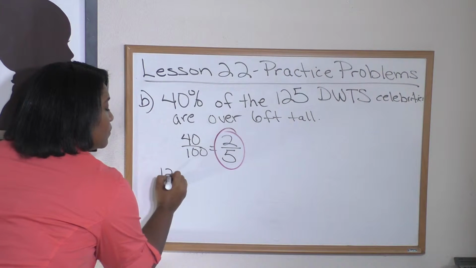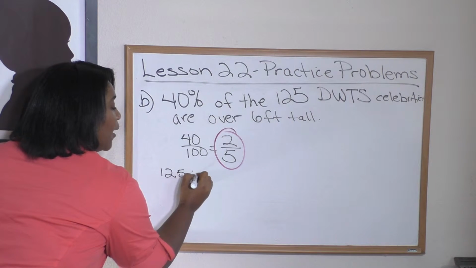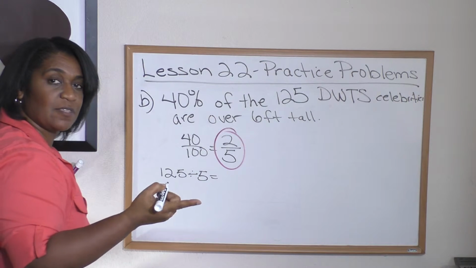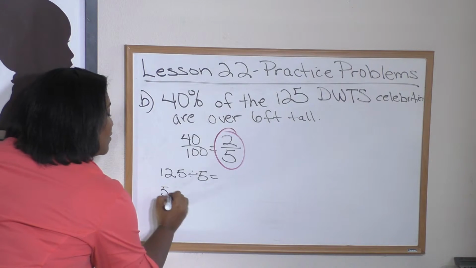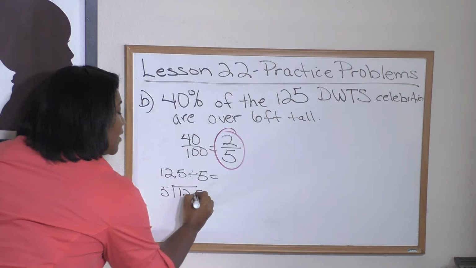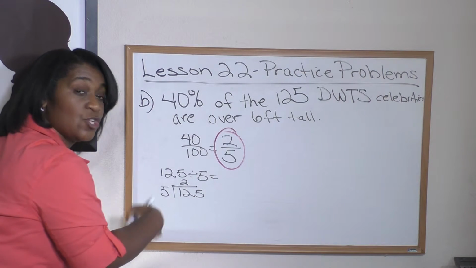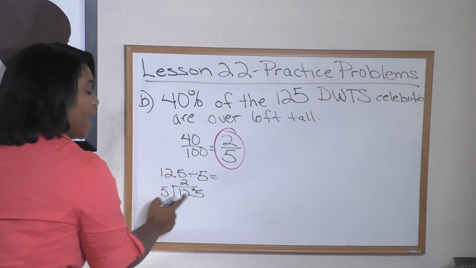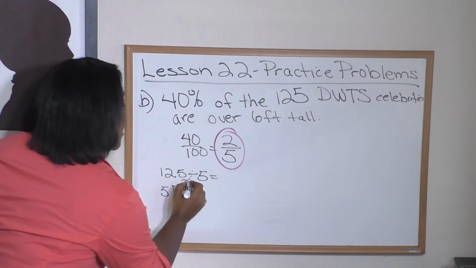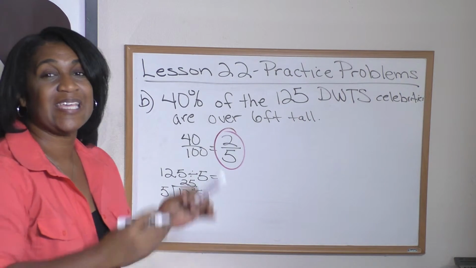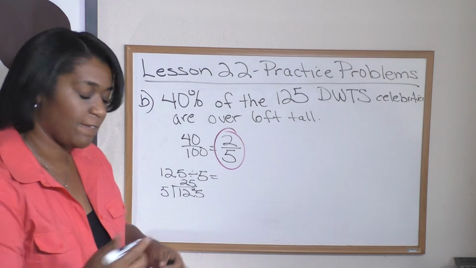125 divided by 5. And remember, if you need to do the math to the side, that's okay. 5 into 12, 5 goes into 12 twice, which is 10. 2 is left over. 5 goes into 25 5 times, which means we have 25 celebrities in each of our groups, and we have 5 groups.